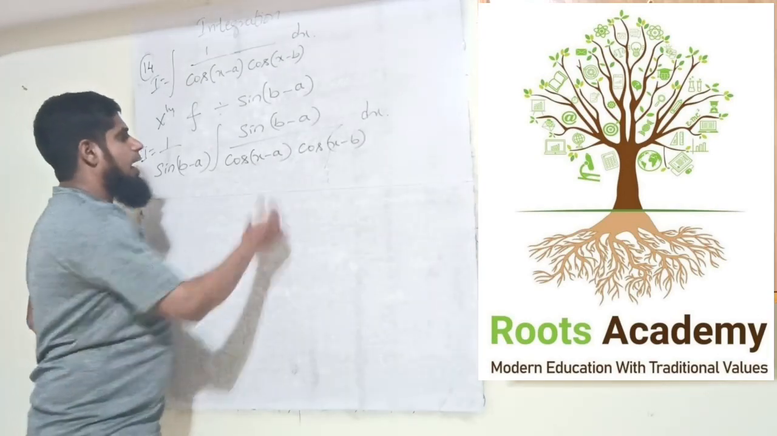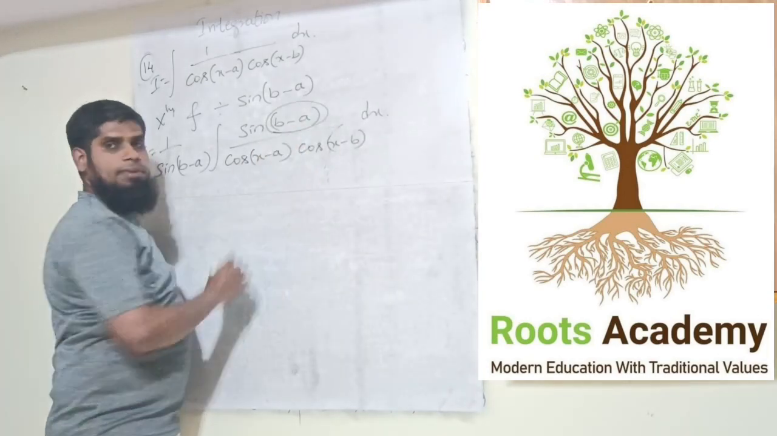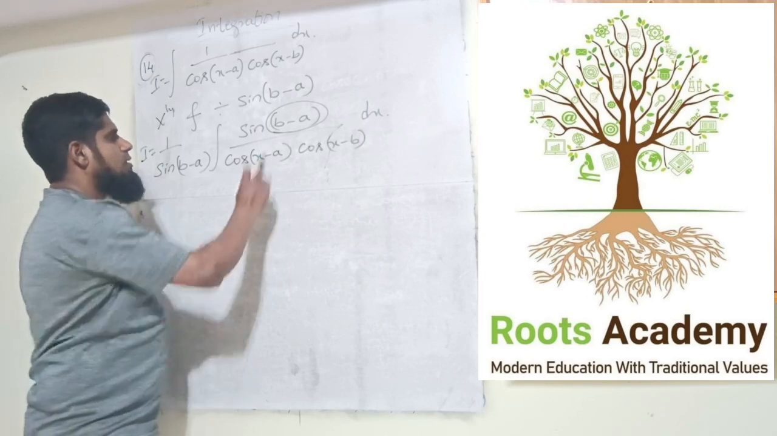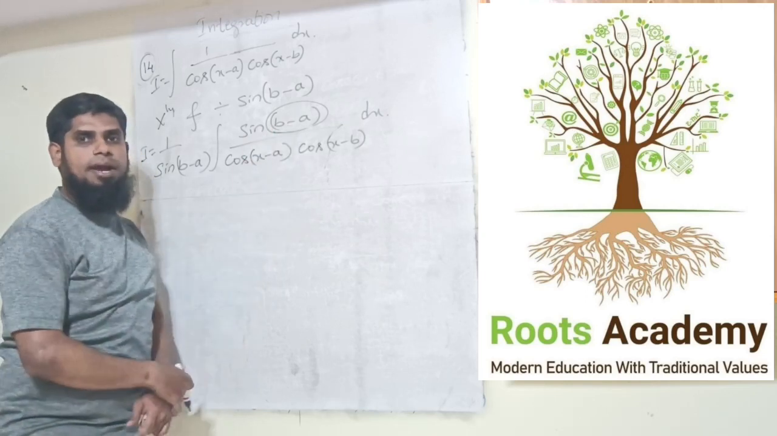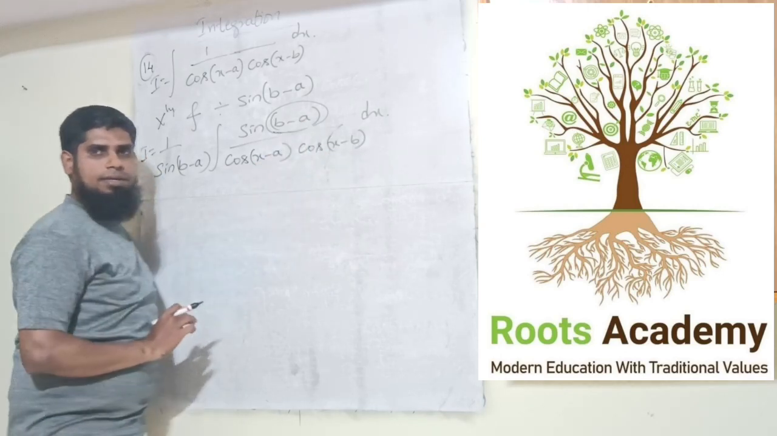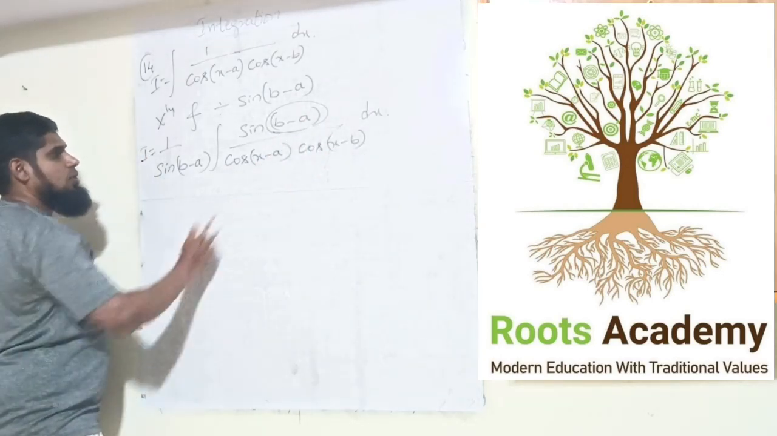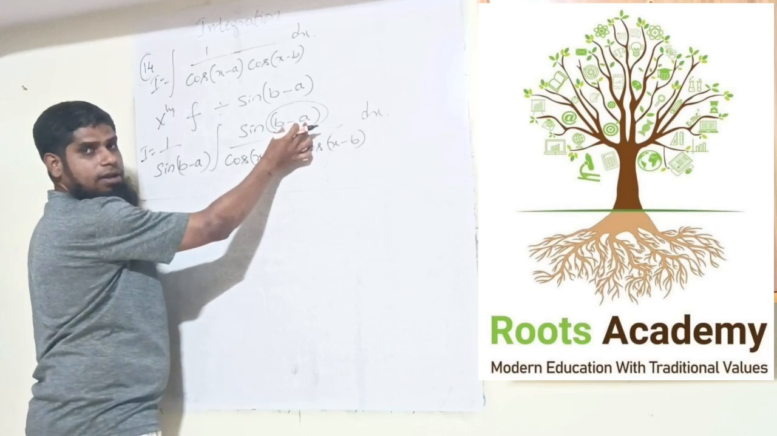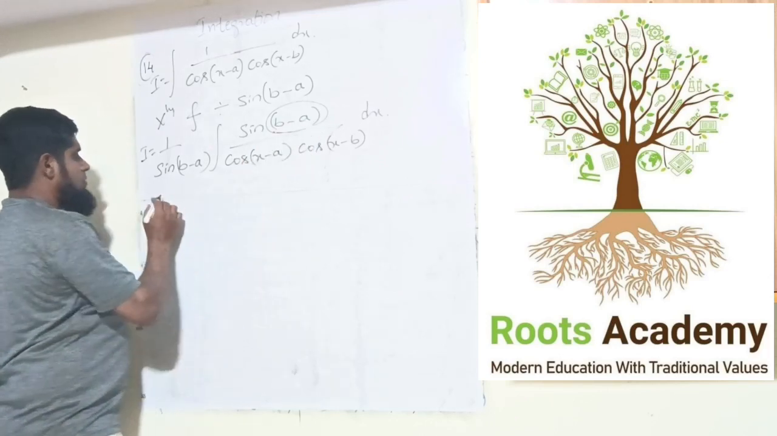Now in the numerator angle, that is b minus a, in this bracket I will add and subtract x, because I should get these angles in my numerator. So I am adding and subtracting x only inside the numerator angle.